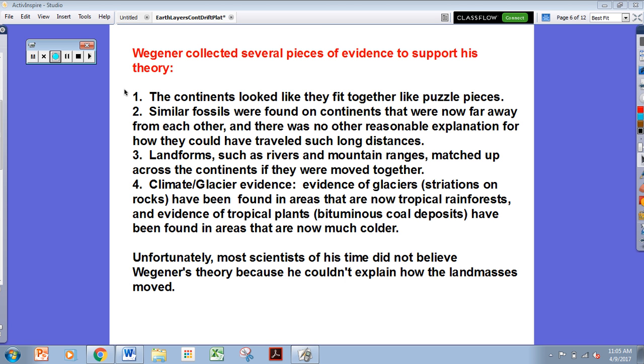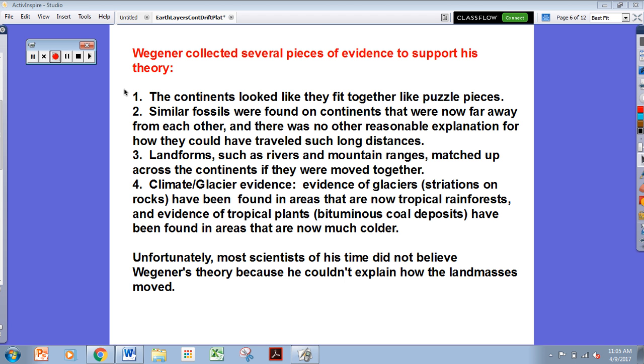He also discovered some climate and glacier evidence. There's evidence of glaciers, and we talked about striations on the rocks. When the glaciers, which is just a huge river of ice, moves across the land, it scratches up the rock as it passes over it. And there's evidence of that in what is now tropical rainforests of South America and Africa. And the only real logical explanation for that, if there's no ice there now, there's no glaciers there now, is that at some point long ago, those continents were in a location on Earth that was much colder, so that glaciers traveled across them at that time. And now where they are now, there are no glaciers.